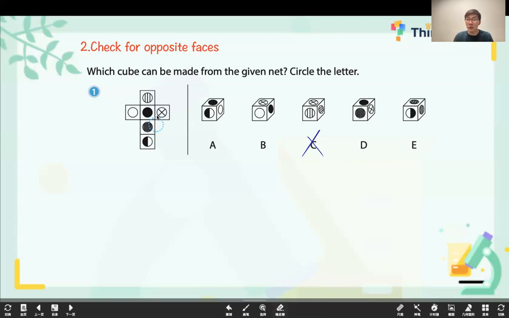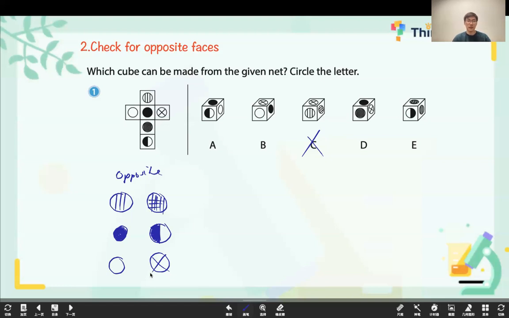So now let's check for opposite faces. To do opposite faces, I'm just going to find all of them in my net and then see which ones appear in the answers. Okay, so these ones are opposites to each other. Starting from the top, I have the circle with lines going through it, and the opposite is the one which is meshed. Going down one, I have the circle which is filled in, and the circle which is half filled in. And finally, I have this white circle and the crossed circle. So these are the opposite faces that I have.